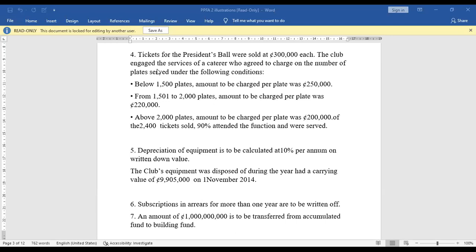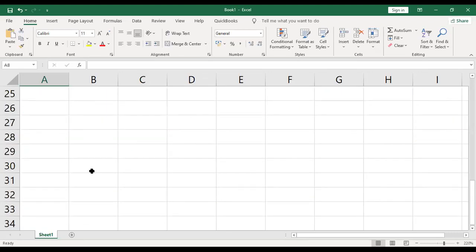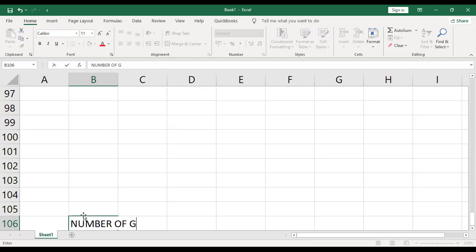So how many people attended the function? We sold 2,400 tickets and 90% attended. So for us to know the number of people that attended the event, we'll have 2,400 tickets multiplied by 90%, multiplied by 0.9. Then we'll have 2,160. Okay, let's go back to our Excel sheet. So I could do this as a working down here. Number of persons, number of guests that attended.